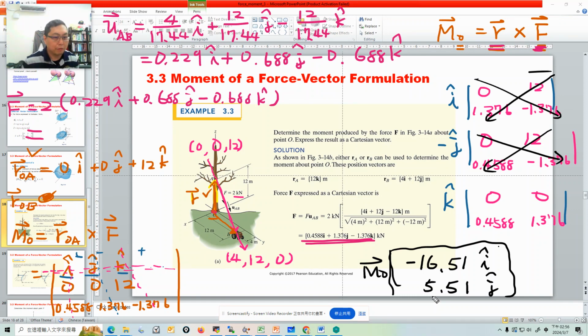This is a very simple example to help you practice the moment calculation in 3D space. The most important thing is to find the position vector. I think finding the position vector is the most important part of 3D moment calculation. The force vector is not really, because the force vector is easy to identify. The position vector is not that easy to identify.